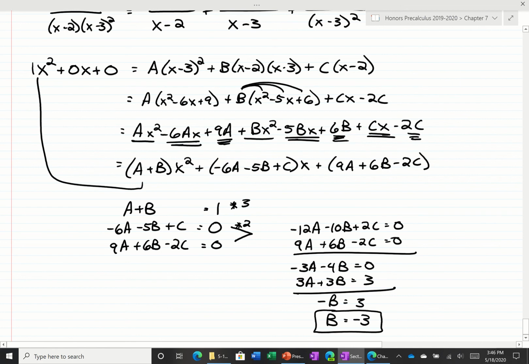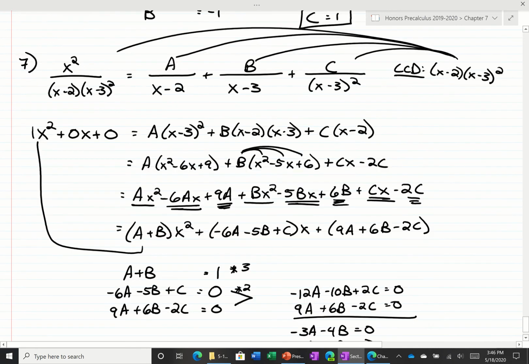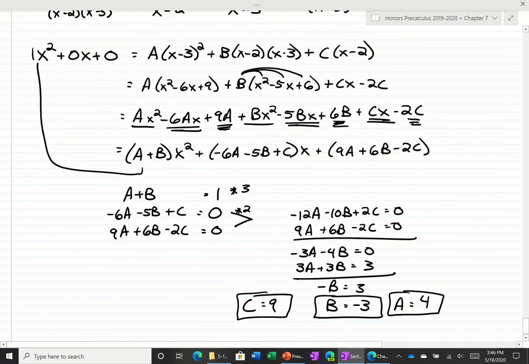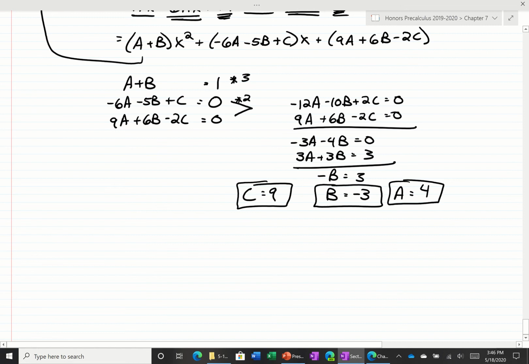If B is negative 3, that means that A is 4. And if we were to plug those in, we get 4, -3, and C would equal 9. So that would give us the partial fraction decomposition.